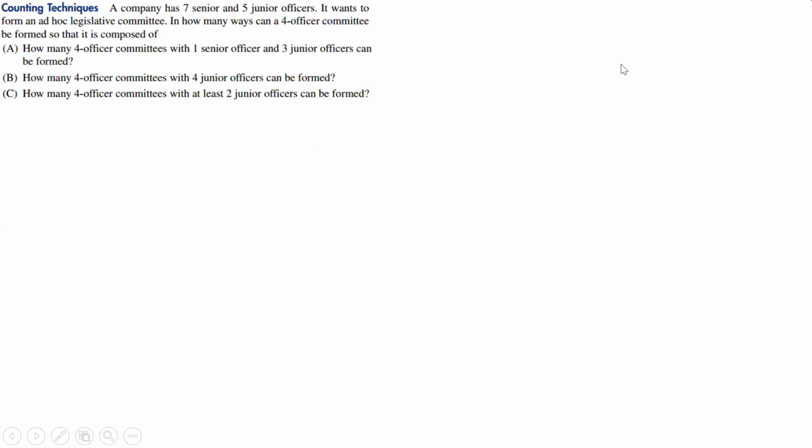Let's do another one real quick. Hopefully, we can get this done without taking too much time. A company has seven senior and five junior officers. It wants to form an ad hoc legislative committee. In how many different ways can a four-officer committee be formed? So it's composed of, A, one senior officer and three junior officers, B, four junior officers, and C, at least two junior officers.